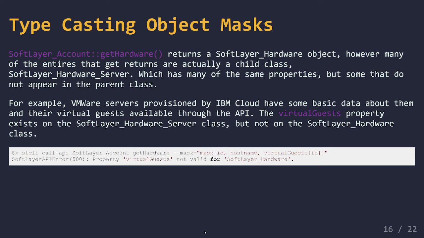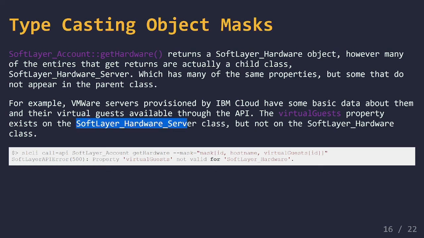One trick you can do with object mask is what's called type casting. So the SoftLayer account get hardware API call, it returns a SoftLayer hardware object, which is generally fine. However, most of the objects that get returned are actually SoftLayer hardware server objects, which has most of the same properties because SoftLayer hardware server inherits from SoftLayer hardware. However, SoftLayer hardware server has some additional properties that you might need when you call SoftLayer account get hardware. So for example, VMware servers provisioned by IBM Cloud are able to have some of the basic information about them queried through the API, like the virtual guest on them and that sort of thing.